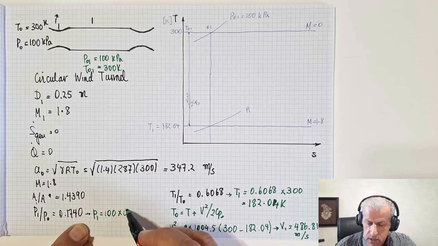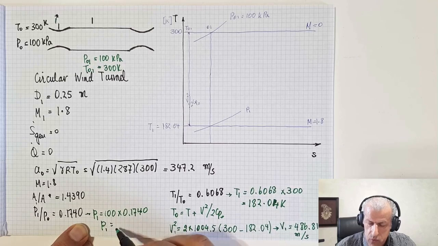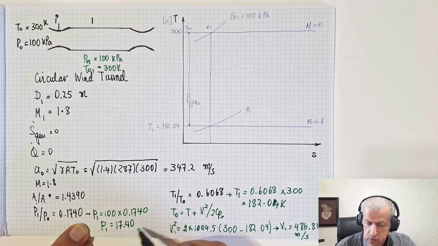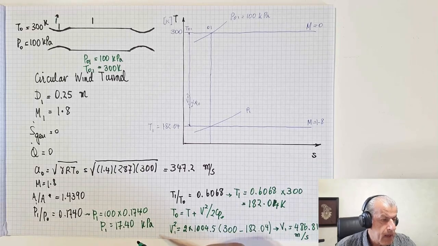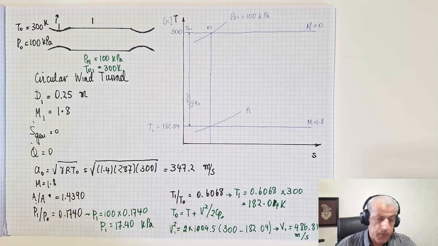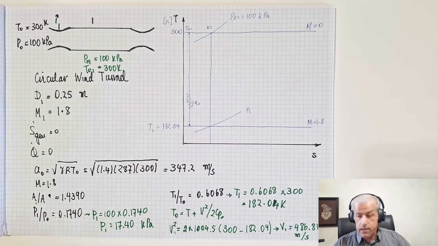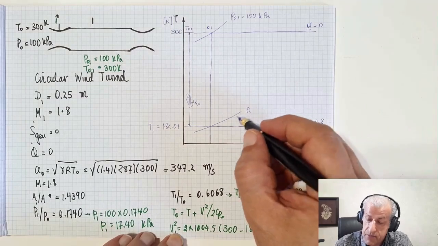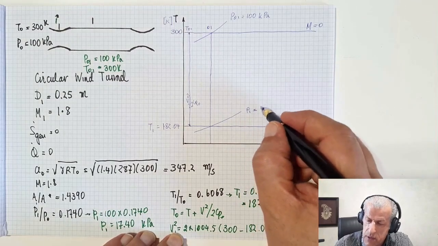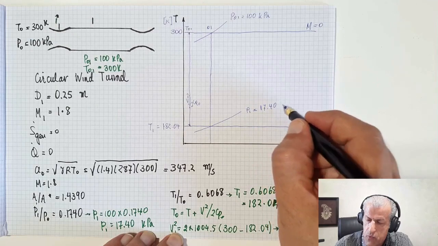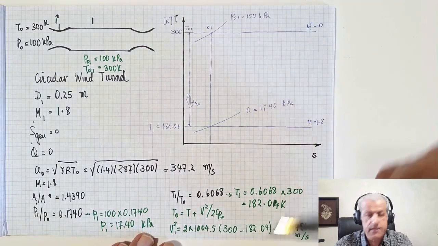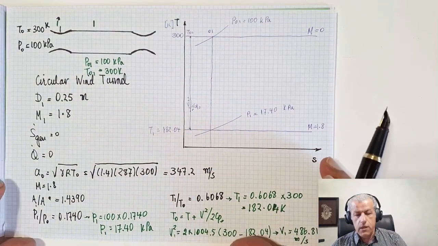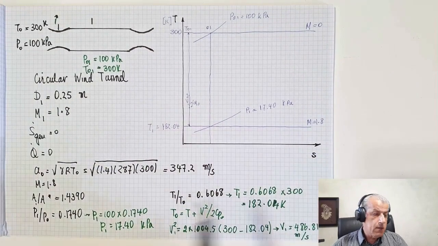this value, which is 0.1740, and therefore P1 would be 17.40 kilopascal. And therefore the value for this constant pressure line is P1 equals 17.40 kilopascal. This is the 100 kilopascal line, and this is the 17.40 kilopascal line.